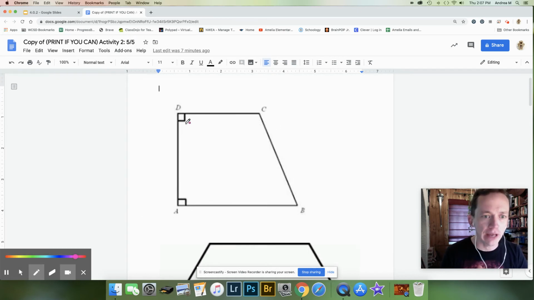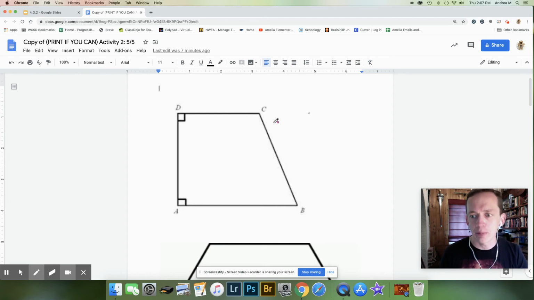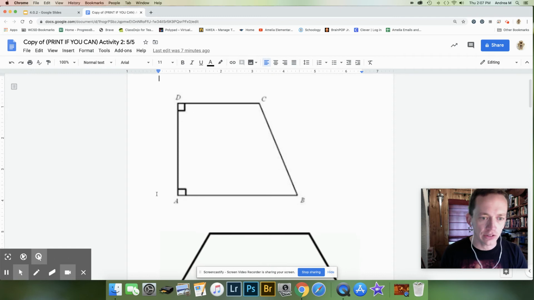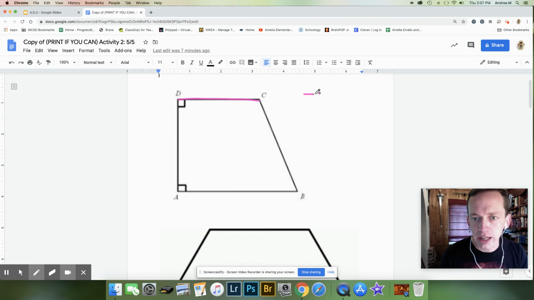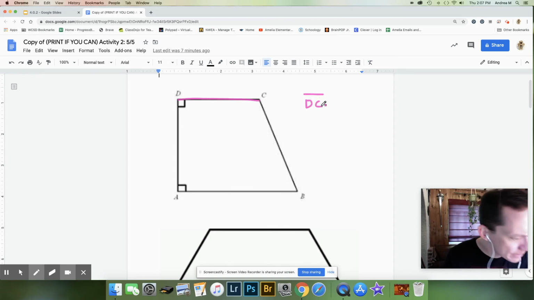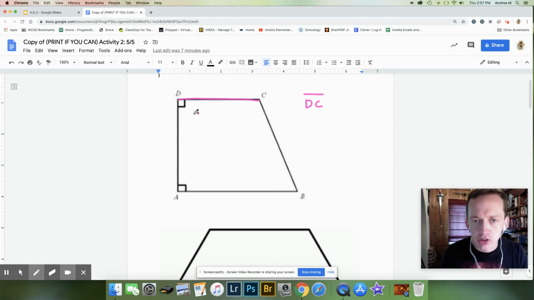So we talked about parallel lines, but I want to talk about perpendicular, right? Let's take a look at this first trapezoid. I'm going to mark this right here. I want to say line segment DC. And I want to look for where it is meeting another line or line segment and making a right angle. I can see this is already labeled with a right angle.